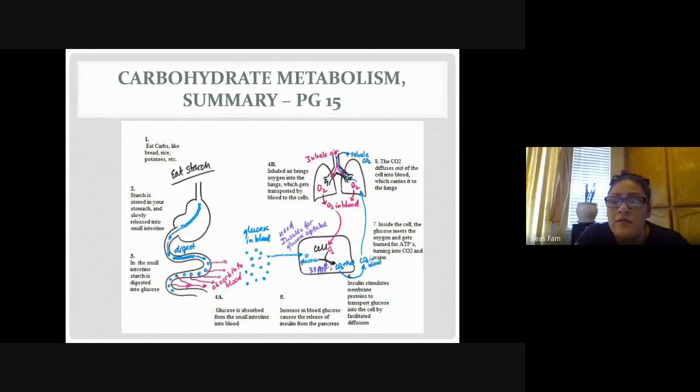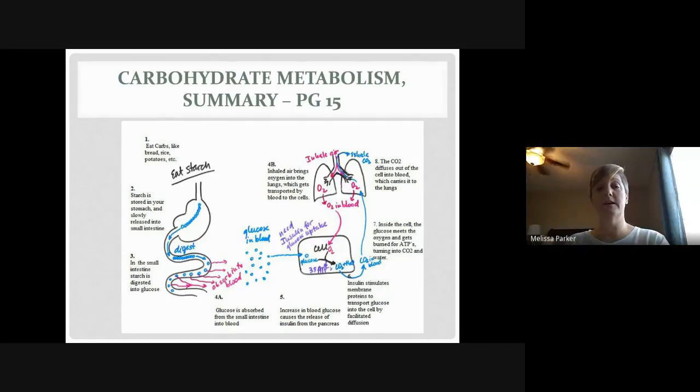So futile cycle was the removal of lactate? Mm-hmm. Yeah, so futile cycle is removing that lactate, and then they're taking the lactate and creating glucose. So that's how we clean it out of our system.